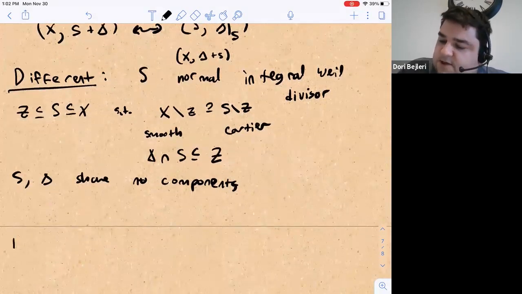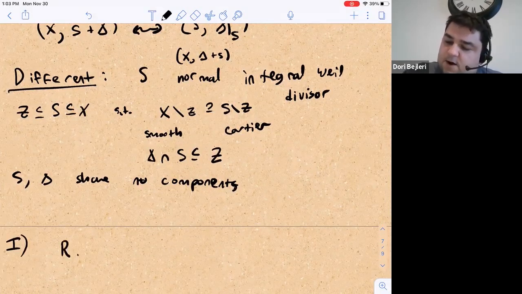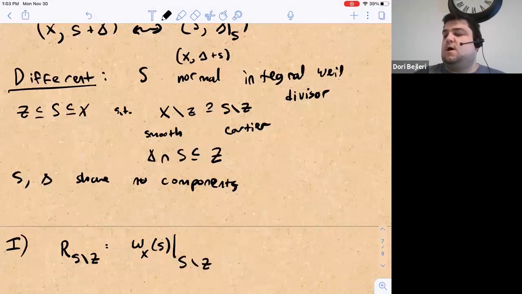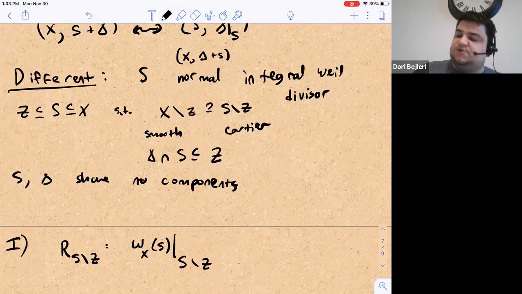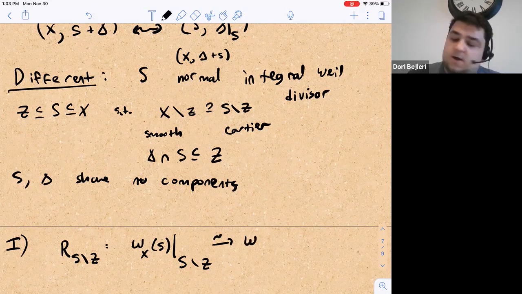Now, let me give the first definition of the different. Now on the complement of Z, we have a residue map. We'll call it R_{S minus Z}. And this residue map goes from omega X of S restricted to S minus Z. So it's some vague divisorial sheaf, but we're restricting it to the locus where S is actually Cartier. And now on this locus, because S is Cartier and X is smooth, we have this residue map, which is an isomorphism with omega on S minus Z.